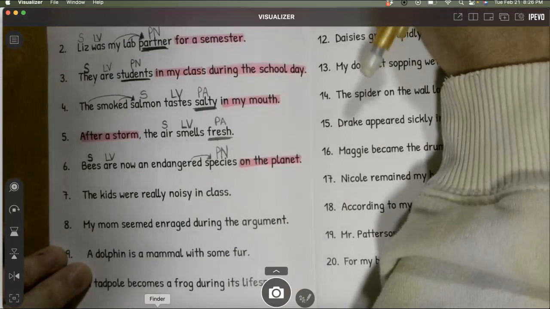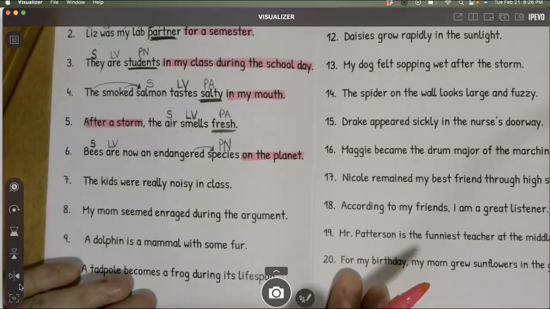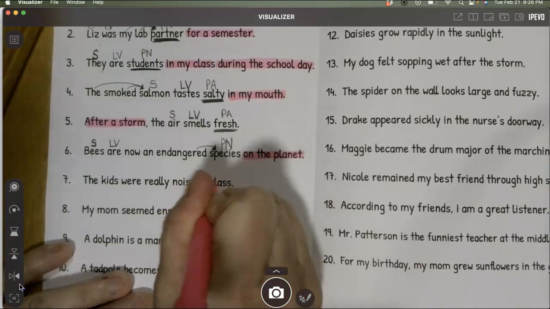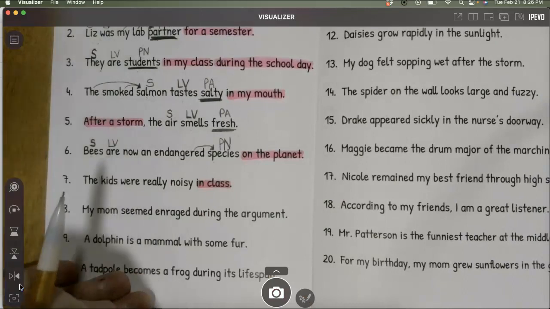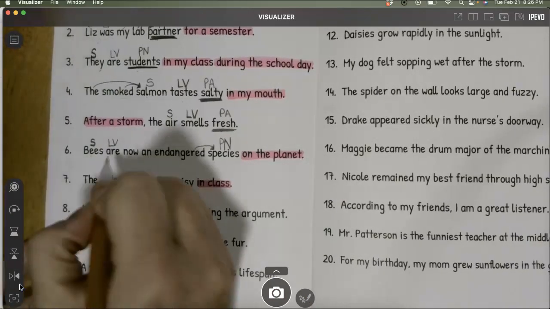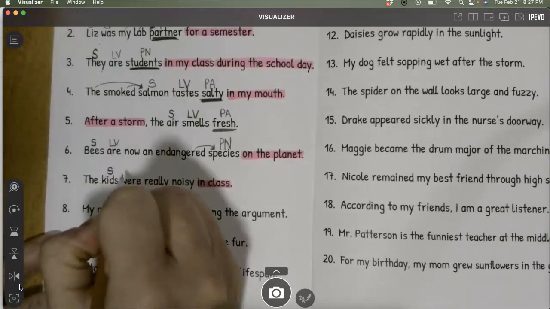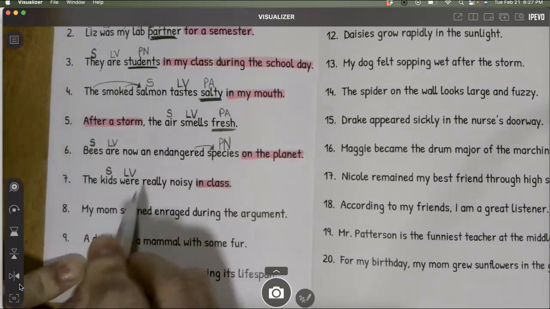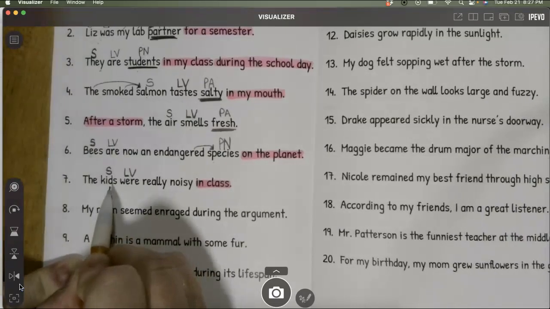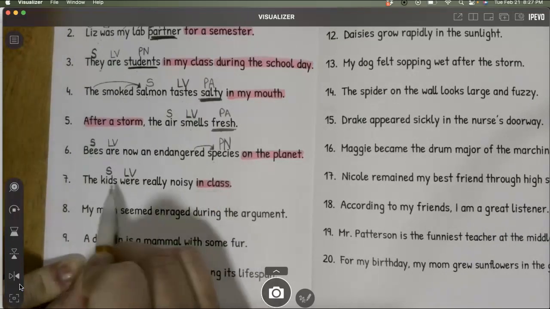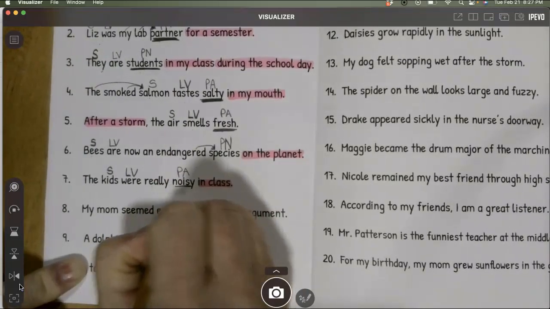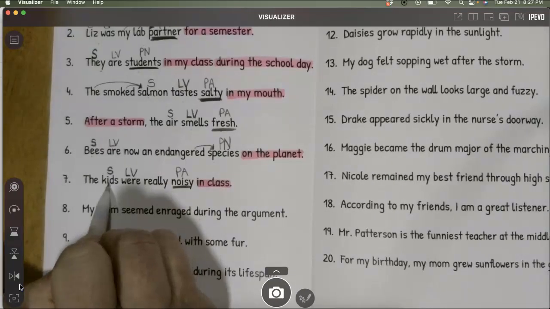All right, pause and go try number 7. The kids were really noisy in class, much like my dog outside right now. In class is the prepositional phrase. The sentence is talking about who? The kids, so that's the subject. Were is my verb. Am, is, are, was, were. That's a linking verb. So now I'm looking for a noun that renames the kids or an adjective that describes how the kids were. They were noisy. So we've got a predicate adjective that goes back and describes the sound of the kids.